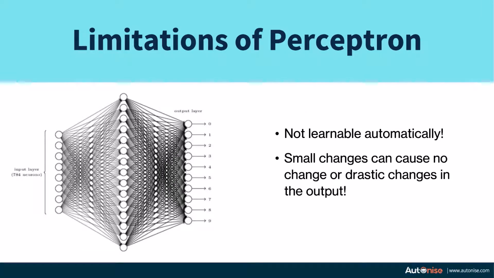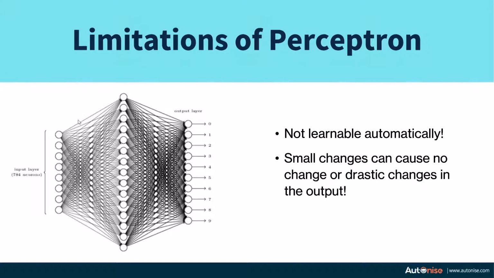But perceptrons are not that powerful. The very first thing which comes to mind is, if we have so many perceptrons, how do we find the values of the weights and the bias? We cannot start manually doing this, right? So they are not learnable automatically, and small changes can cause no changes or drastic changes in the output.